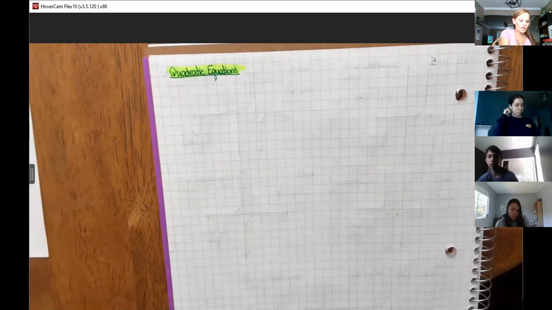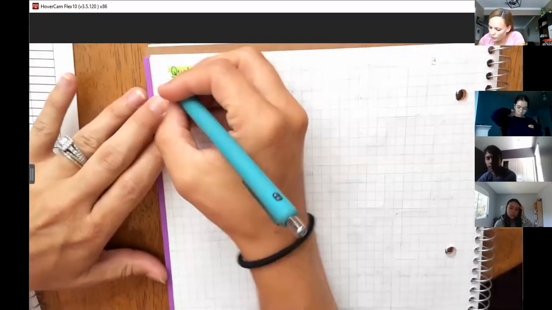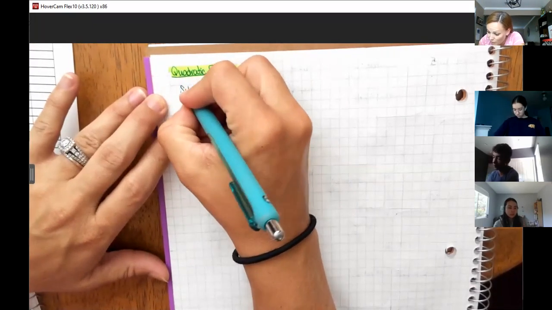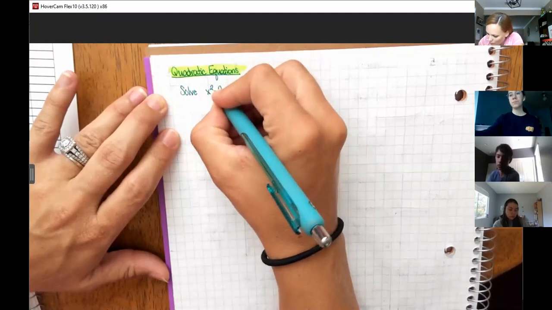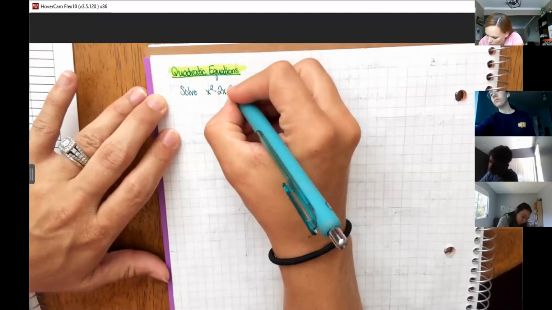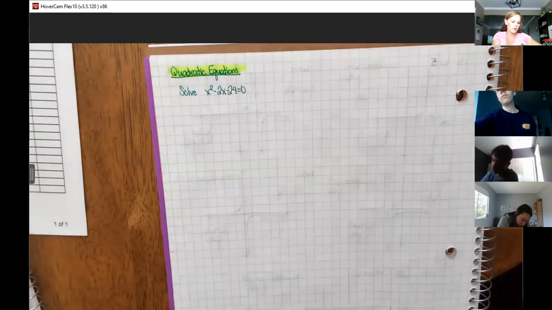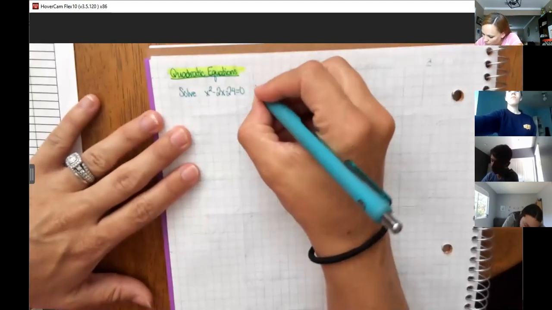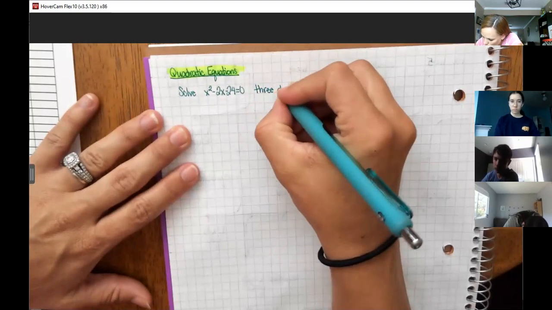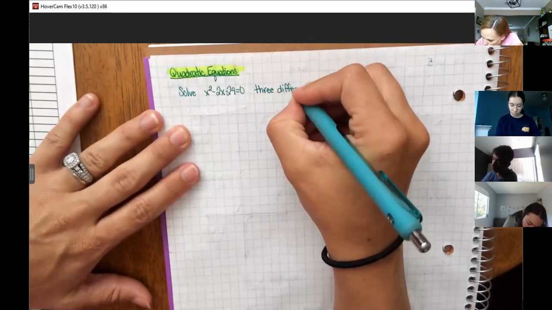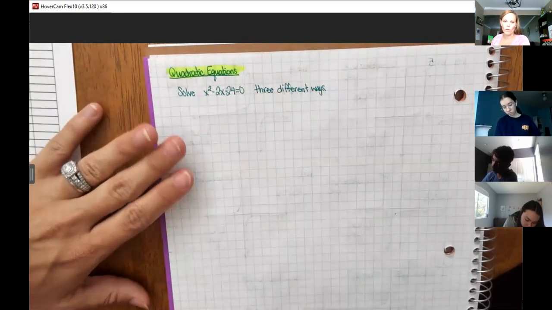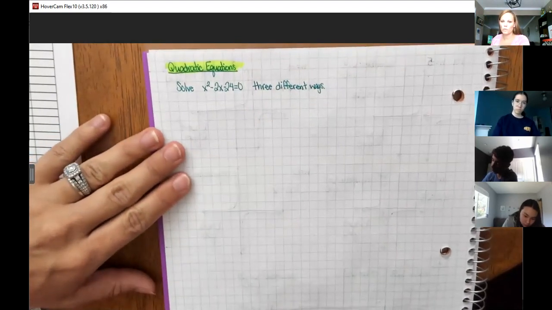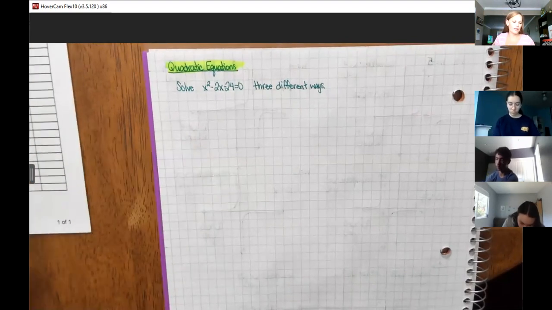So what we're going to do here, and this should be review, is solve x squared minus 2x minus 24 equals 0, 3 different ways. If we do it 3 different ways, we should get the same answer each time.